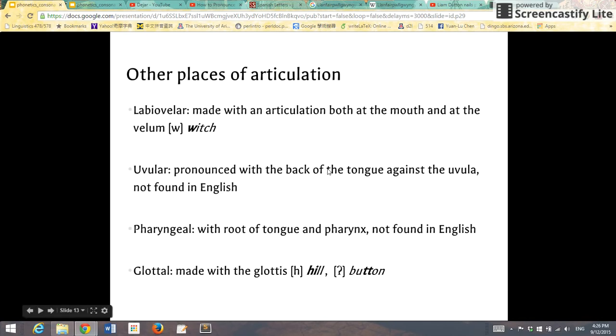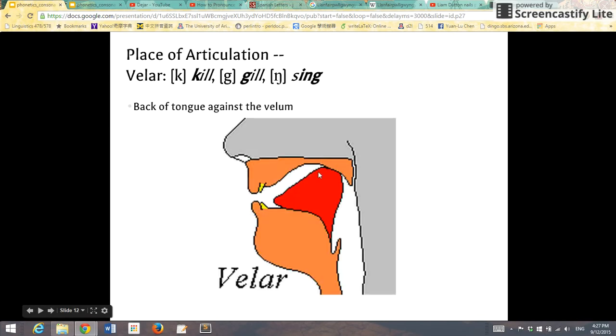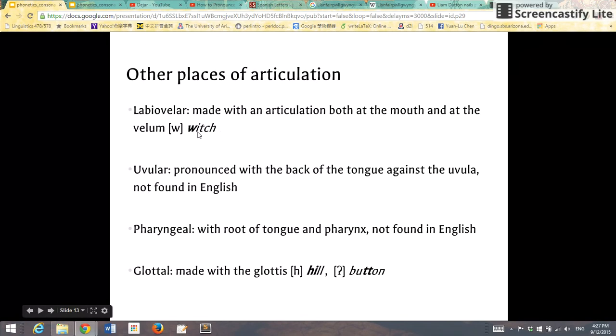Okay, and then we have other places of articulation as well. Labiovelar. It's labial because you're rounding your lips, and it's velar because it's similar to this one: you are using the back of your tongue against the velum. So you're rounding your lips and using the back of your tongue and the velum at the same time.